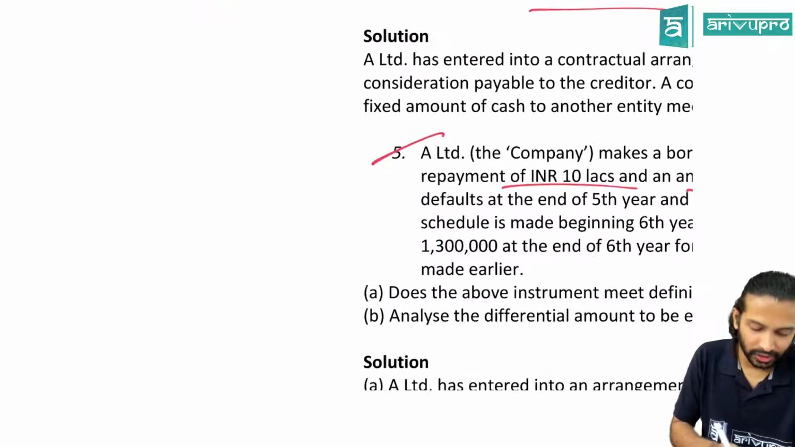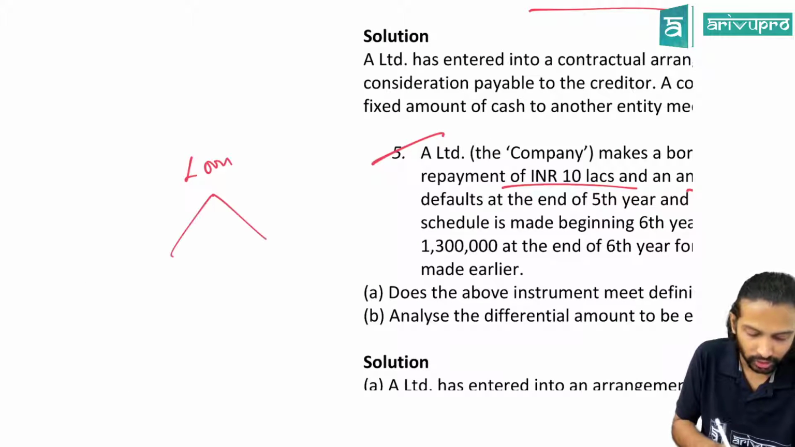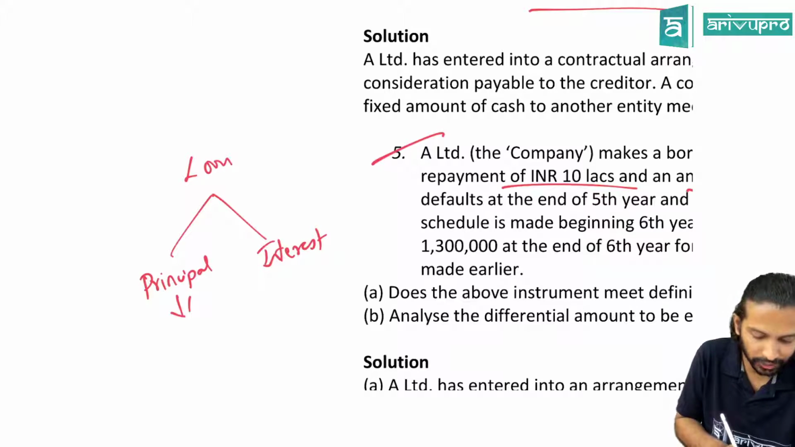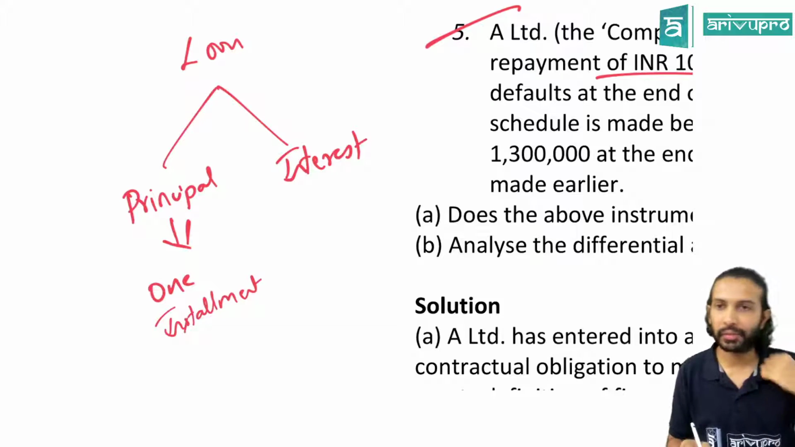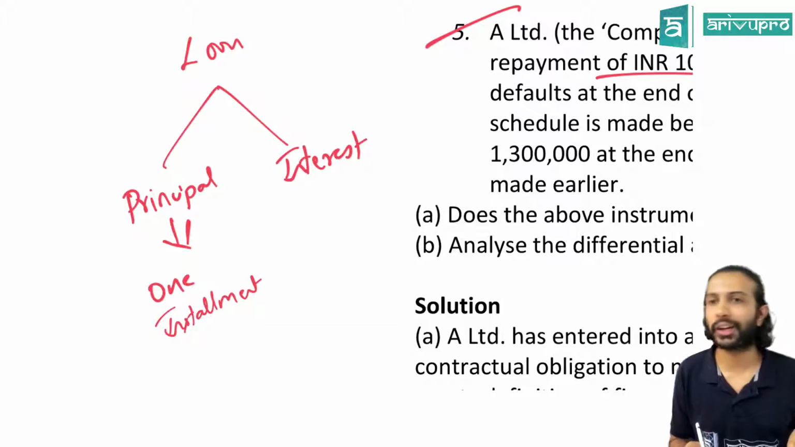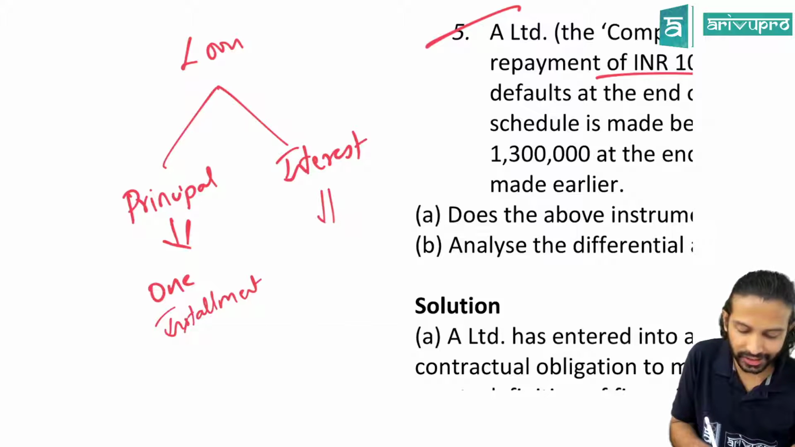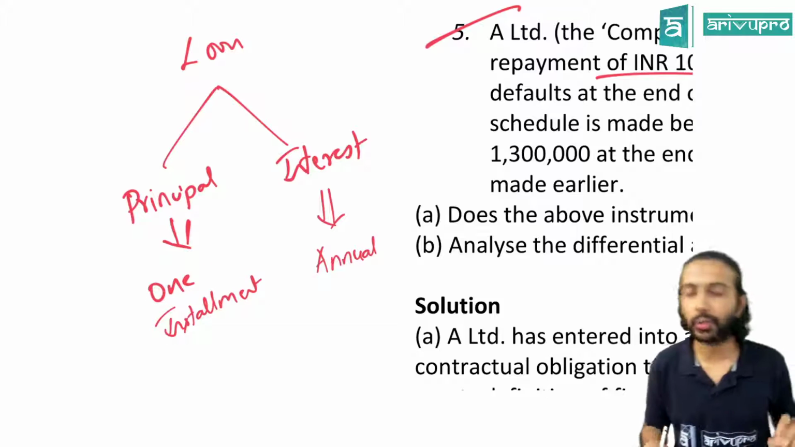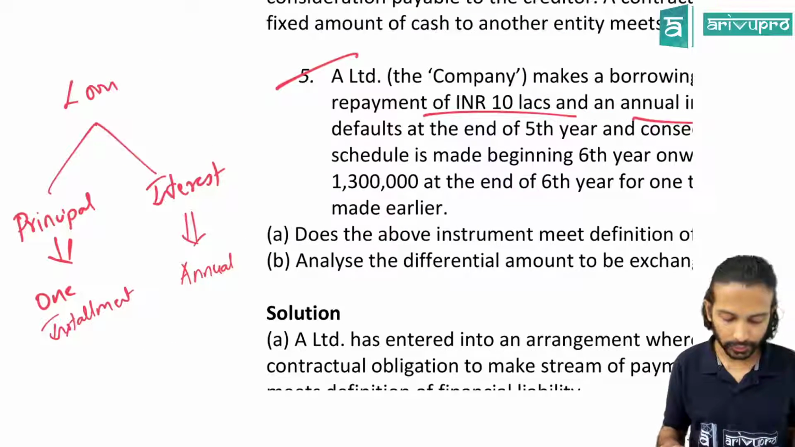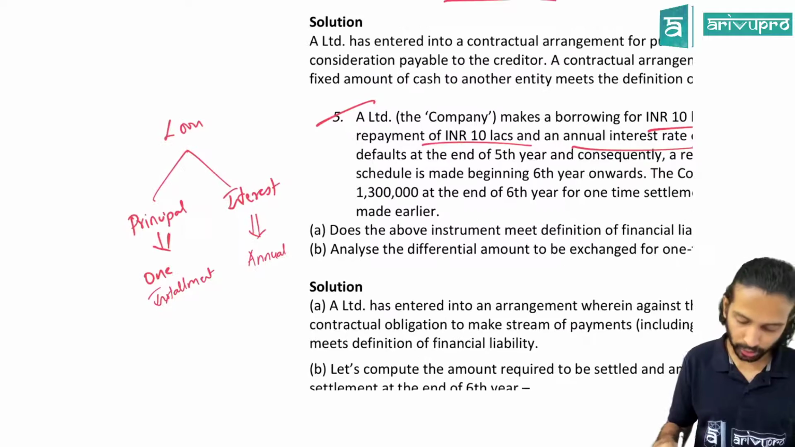That means what? You have taken a loan. If you have taken a loan, you have to pay principal and interest. So they are saying principal we are not paying annually. Principal in one installment. When the loan term is over, we will pay off the principal. The entire 10 lakh we will give in one shot. That we call bullet repayment. But interest, they are saying, is annual. That means every year you have to pay interest, but principal you repay in one go or one installment. Does that make sense? Can I move on now?